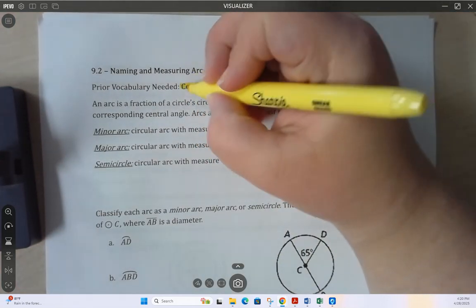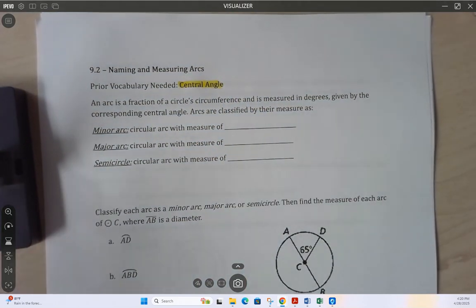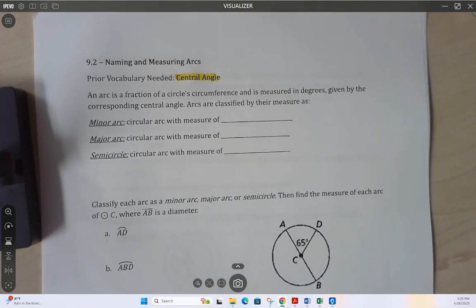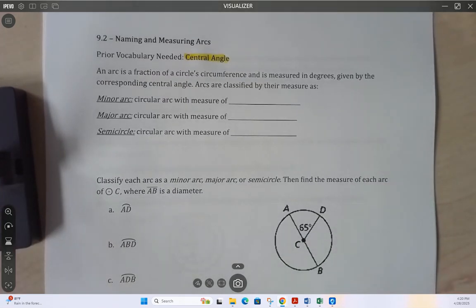What we described in 9.1 is that a central angle is an angle whose vertex is the center of a circle and the sides are two radii of the circle. Our central angle gives us some information about our arcs, and arcs are really a main component of this whole unit. So arcs are crucial. If we don't understand arcs, we are not going to succeed in this unit or chapter.